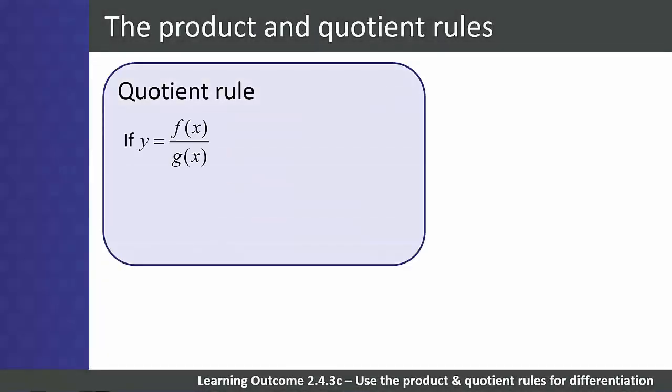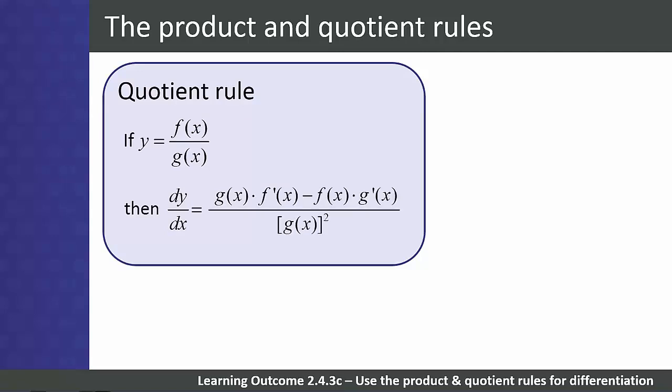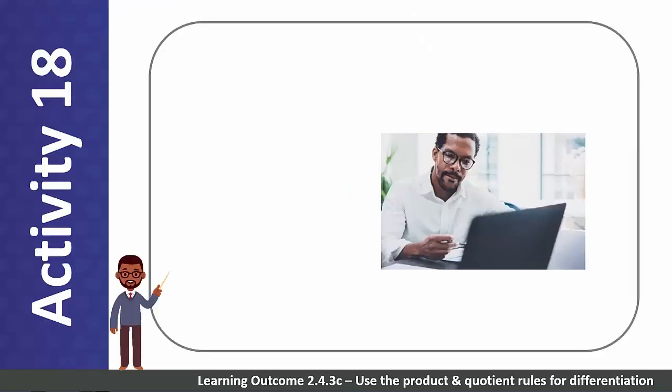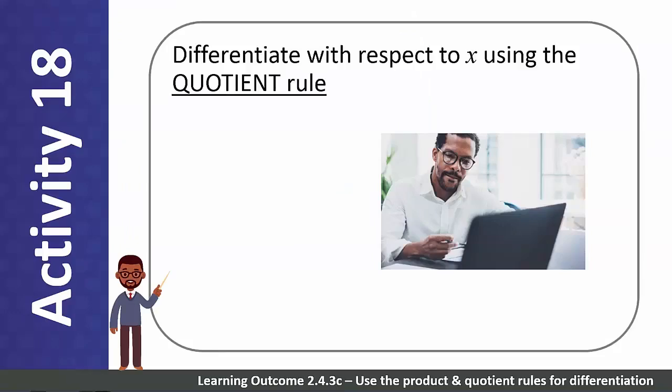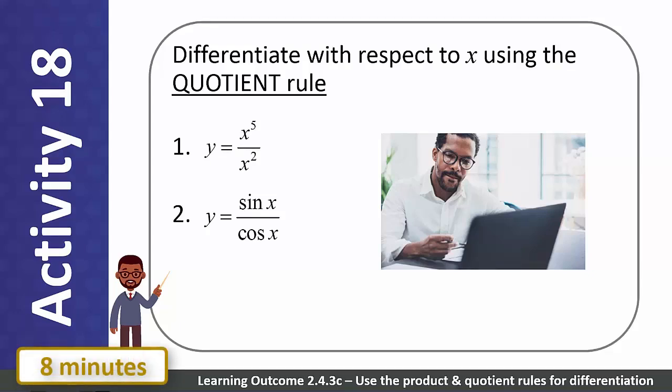The quotient rule can be described as the bottom function times the derivative of the top function minus the top function times the derivative of the bottom function, all over the bottom function squared. Work through the following examples on your own or in pairs. Differentiate the following with respect to x using the quotient rule. Number 1, y equals x to the 5 over x squared. Number 2, y equals sine x over cos x.